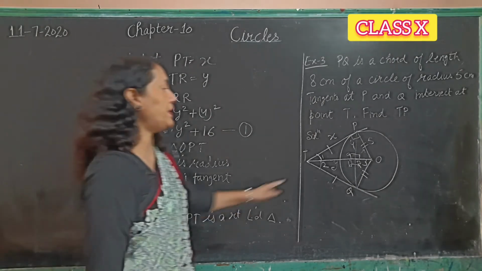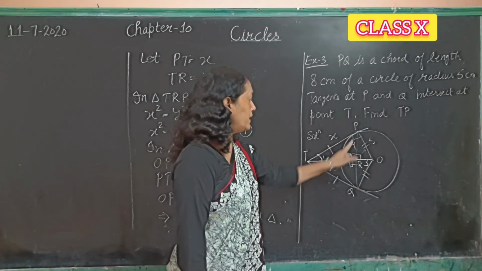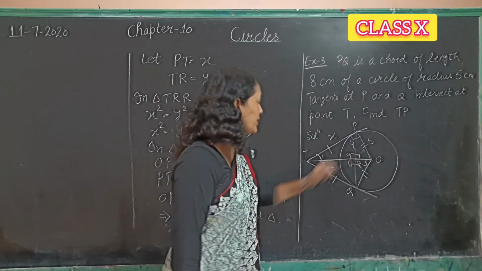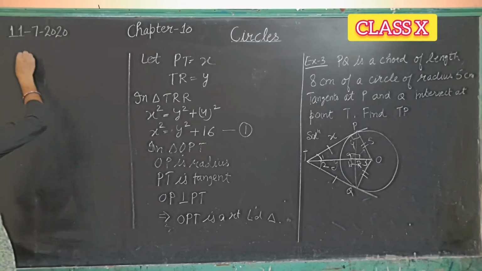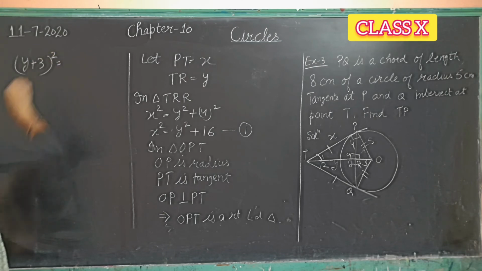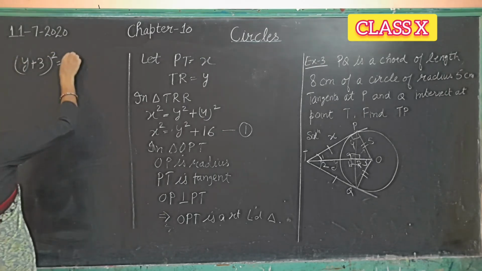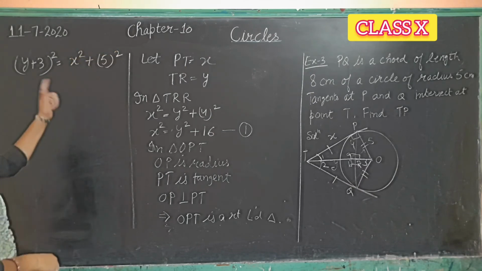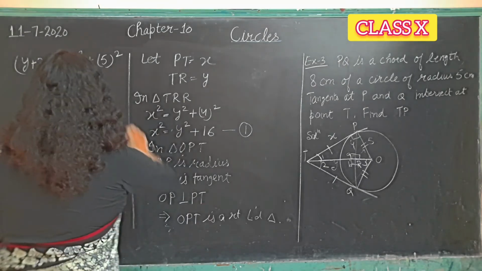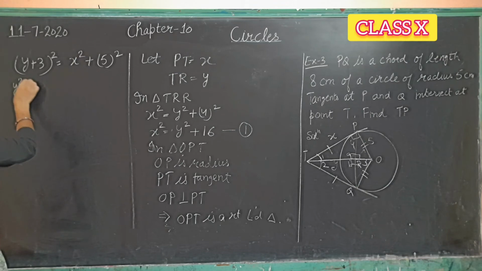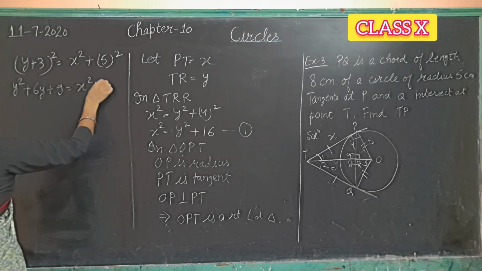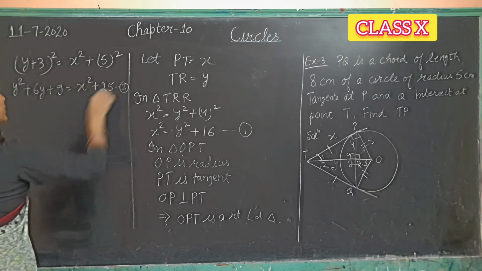So we can apply Pythagoras theorem here also. Here this TO will be the hypotenuse, and TO means what? Y plus 3. So we can write Y plus 3 whole square is equal to X square plus 5 square. Again you can write using Pythagoras theorem. Now open the square, it will be Y square plus 6Y plus 9 is equal to X square plus 25. Let us take it as equation number 2.